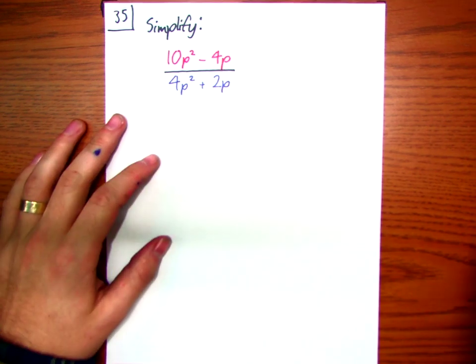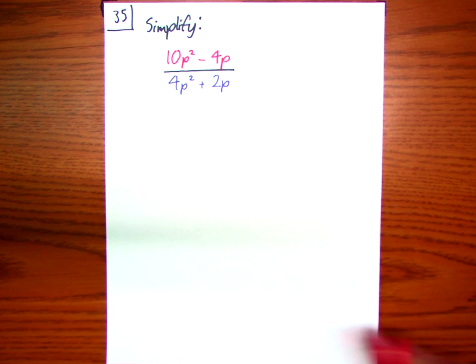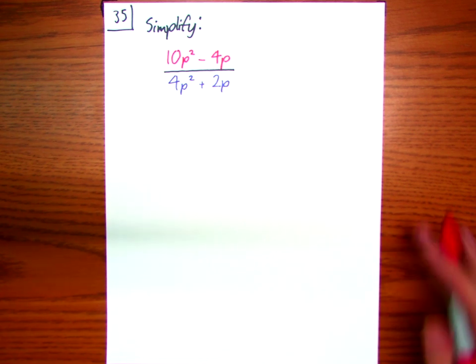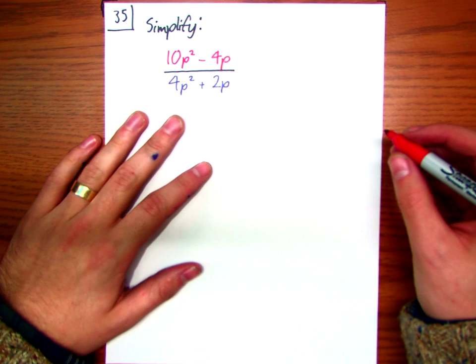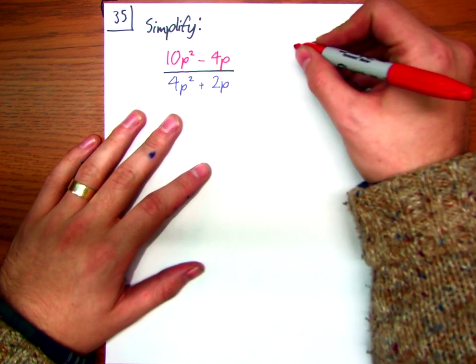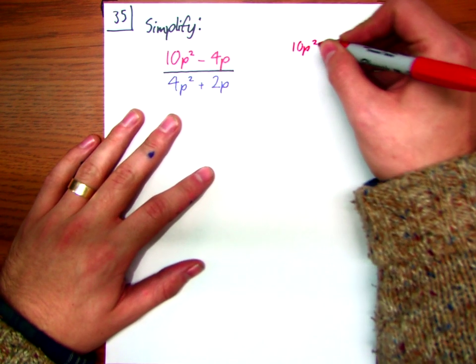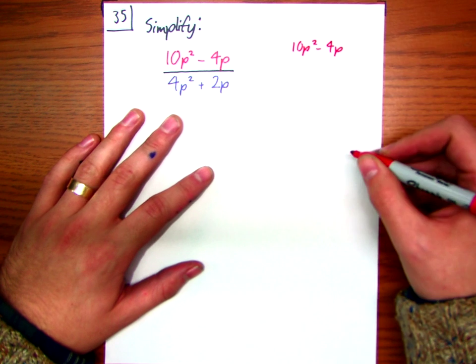Okay, we're going to simplify this rational expression. How do we start? Well, a good rule of thumb is to always start by factoring the polynomials. So I'm going to take that numerator, 10p squared minus 4p, and I'm going to factor it.